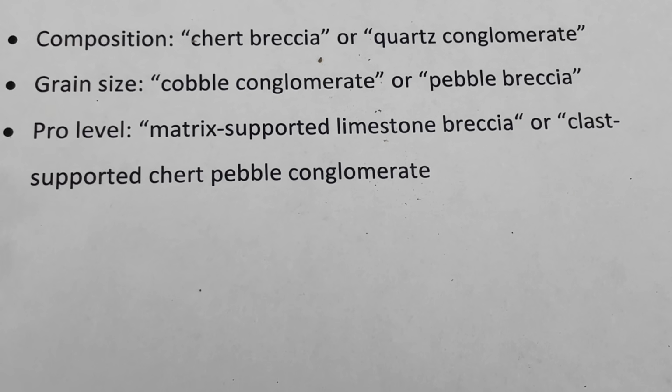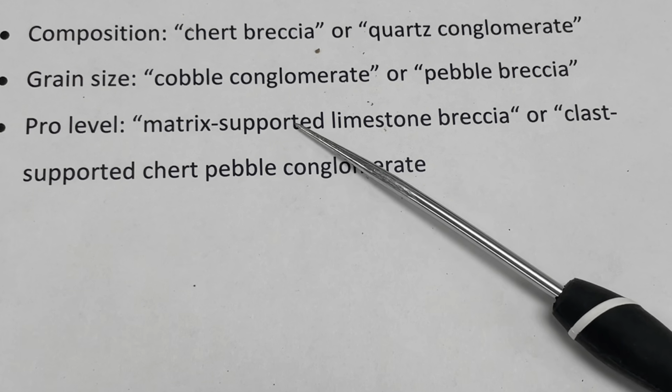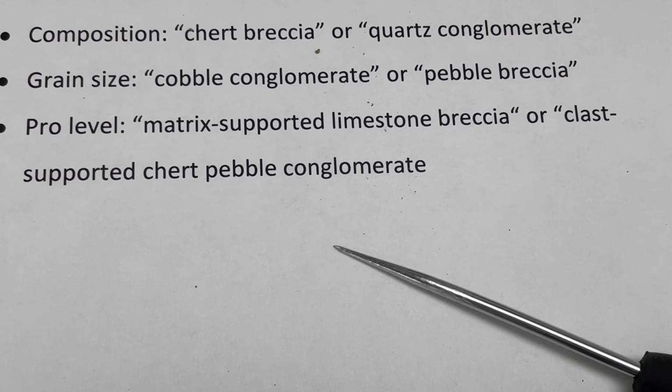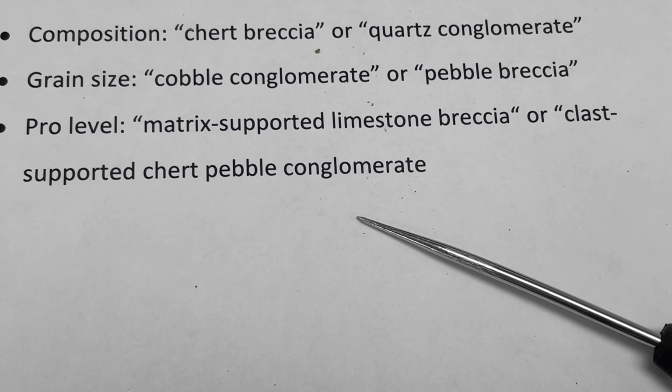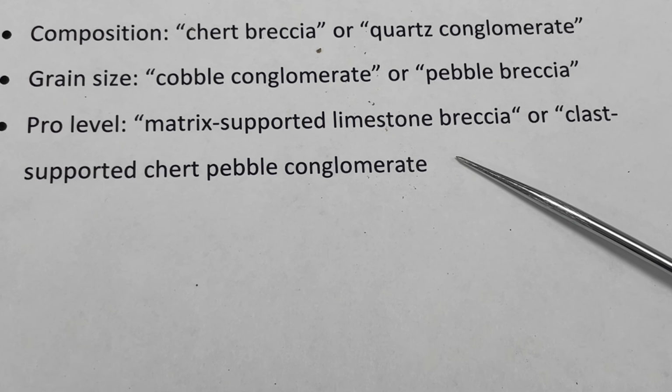And then if you want to go crazy pro level, you can throw them all together, right? You can say, well, I've got a matrix-supported limestone cobble breccia, or a clast-supported chert pebble conglomerate. So you can try to impress your friends with any string of adjectives you want there.